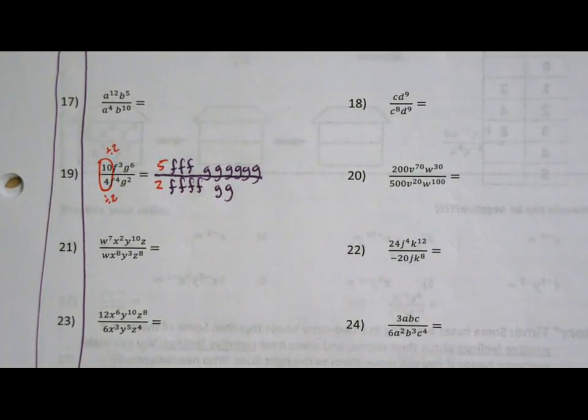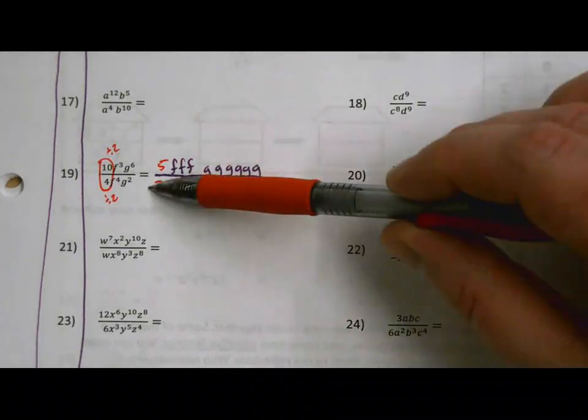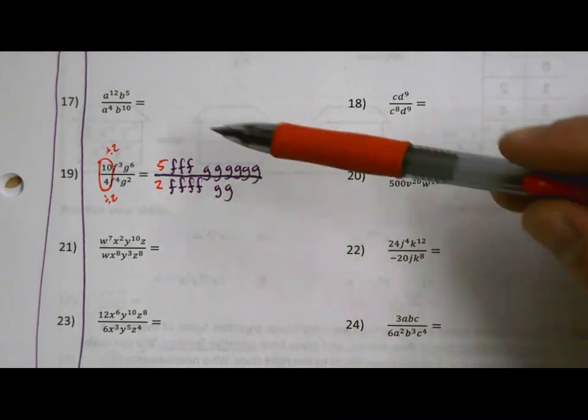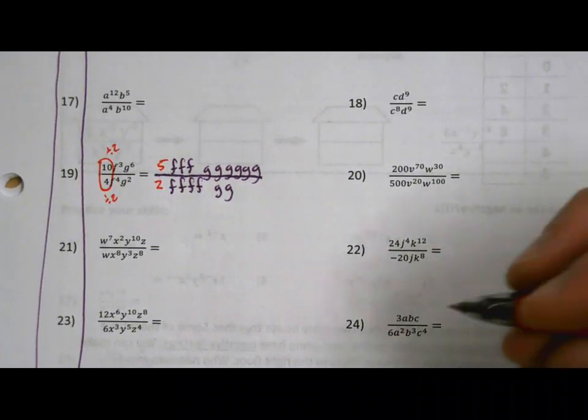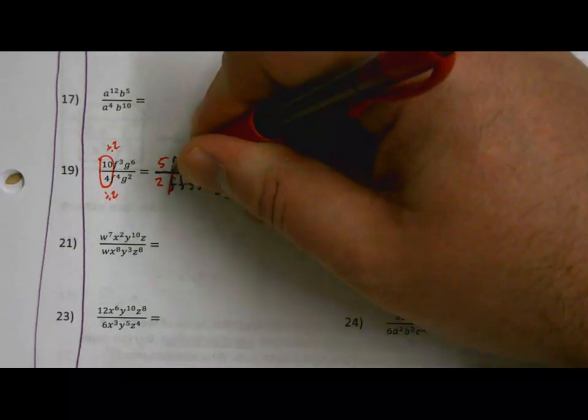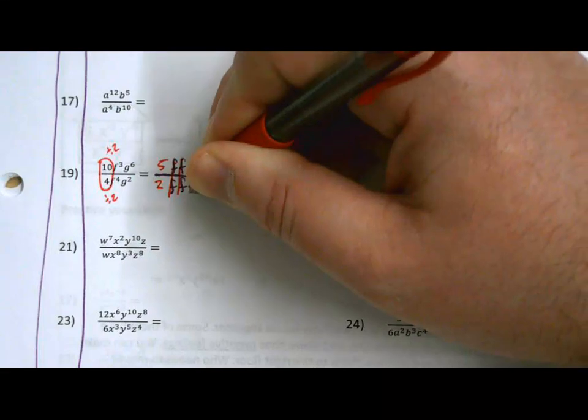Okay. So in a minute we're going to come up with a shortcut, but this is kind of the long way to do it. All right, so the idea is if you have a factor, these are all factors on the top, and these are all factors down here. If you have a factor that matches on both the top and the bottom in a fraction, what are you allowed to do with it? We just cancel them. So I'm going to cancel this F with this F. I'm going to cancel this F with this F. I'm going to cancel this F with this F.